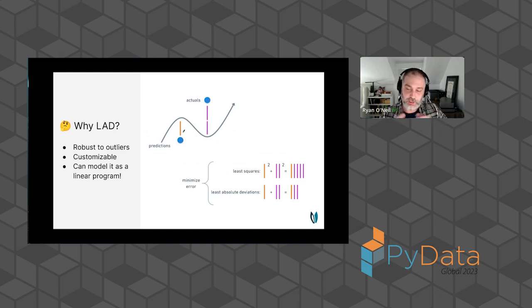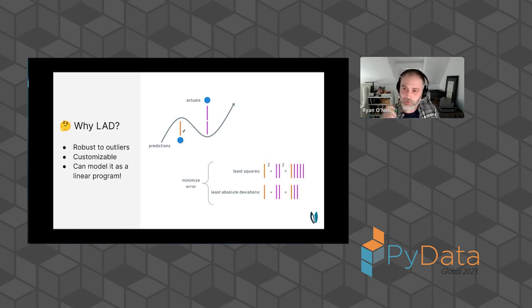The outliers in the data can impact the fit of the model much more. They have an outsized impact on the coefficients that the model gives us back. So that's one reason that LAD is a nice type of regression. It's also customizable in interesting ways. So if you're using an optimization solver to actually do your forecasting, you can do things.